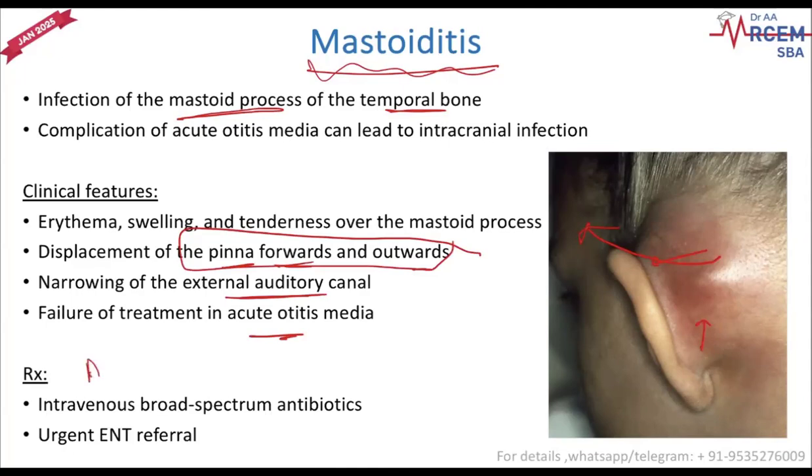All these patients need to be admitted under the ENT, and urgent ENT referral will be required in the emergency department. You will collect blood cultures. If there is any discharge, you will collect that discharge by swab and send it for cultures, and start them on IV broad spectrum antibiotics.